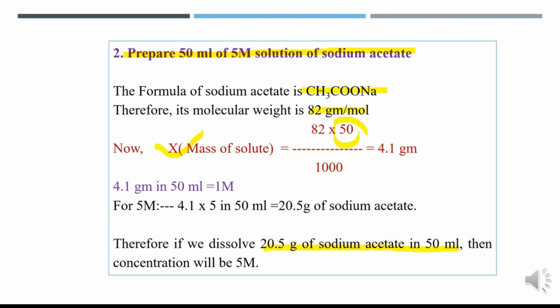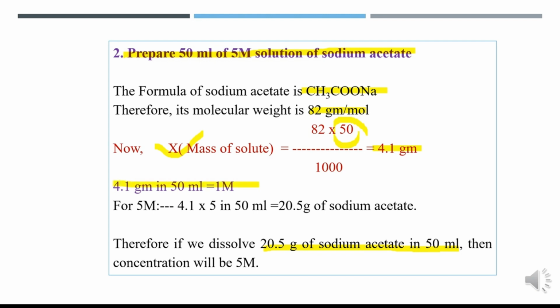As you know, 1 molar is equal to the molecular weight in 1000 ml. Then it will equal 4.1 gram. Then you have to prepare a 5 molar solution. So 4.1 gram in 50 ml gives you 1 molar.